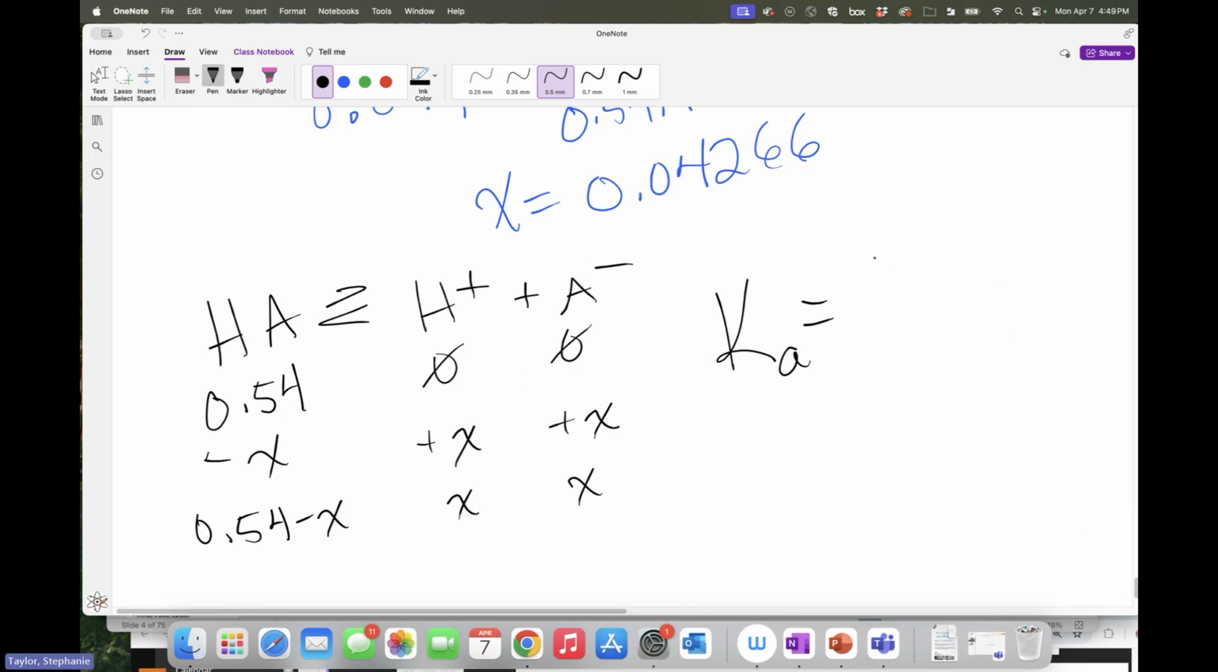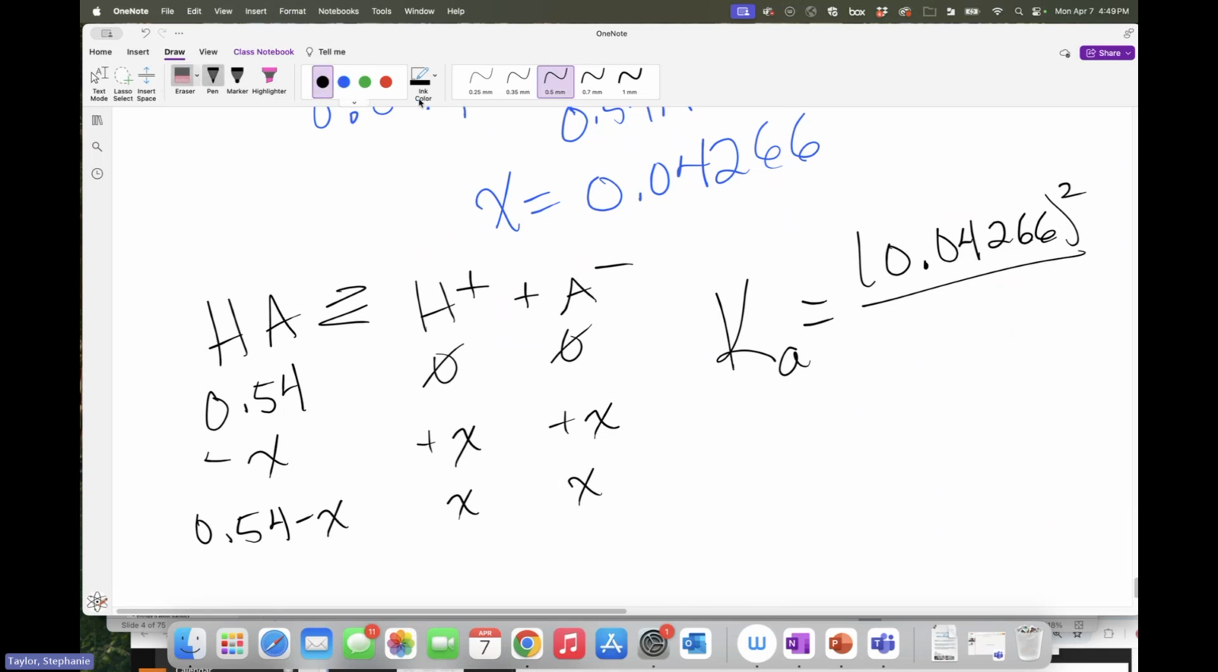Y'all get so used to using the X is small approximation, but the X is not small here. Also, you don't know that because we're supposed to use the Ka value to figure out if X is small. Also, you have X, so there's basically no excuse.